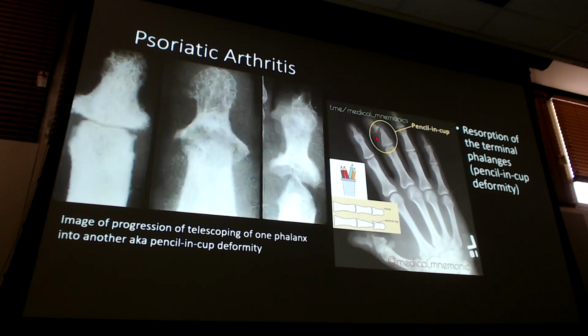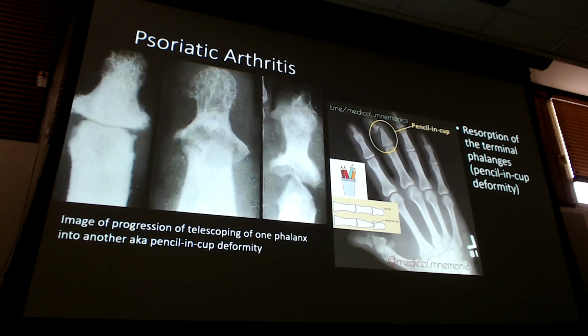Sublux for sure. You see how it's eroding down into a point at the distal portion of those phalanges. Pencil in a cup. It starts off a little bit, then the erosion starts, kind of muddles up the joint space here a little bit, and then all of a sudden we erode more and we get that pencil in a cup deformity.